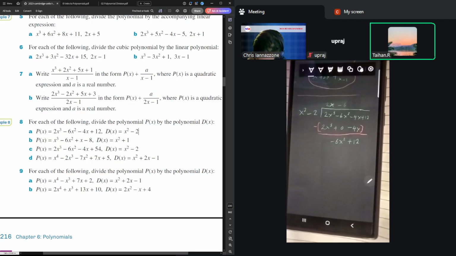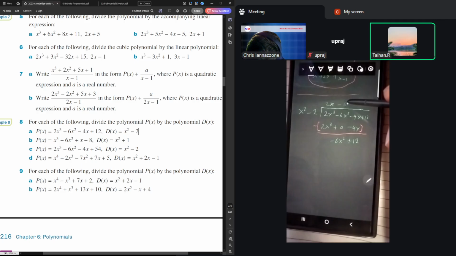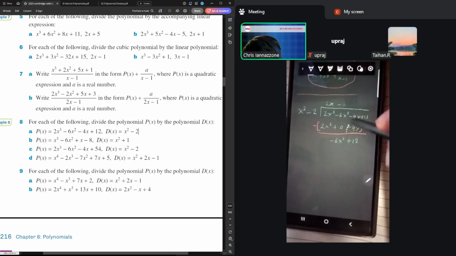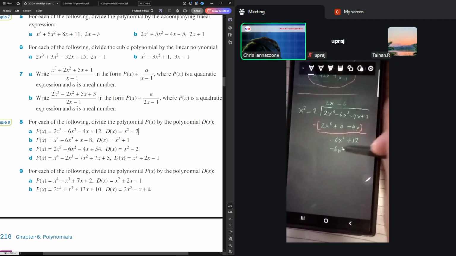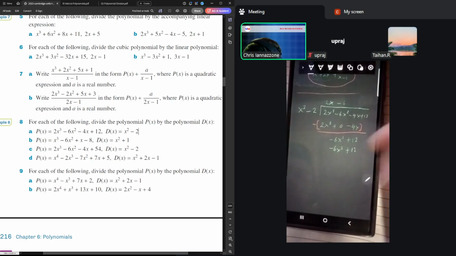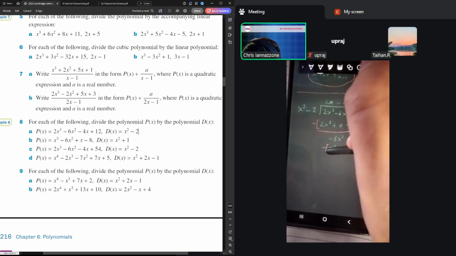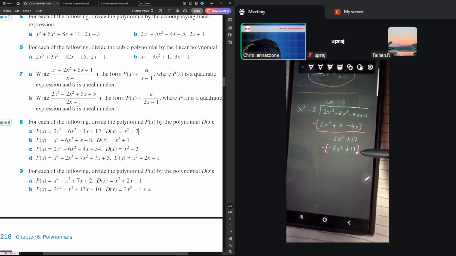And then you're subtracting -6x squared plus 12. Yeah, because you're multiplying it through and then doing the subtraction. That's right. -6x squared. And -6 times -2 gets you the 12. Oh, look at that. They do cancel out. Easy. You do your subtraction.